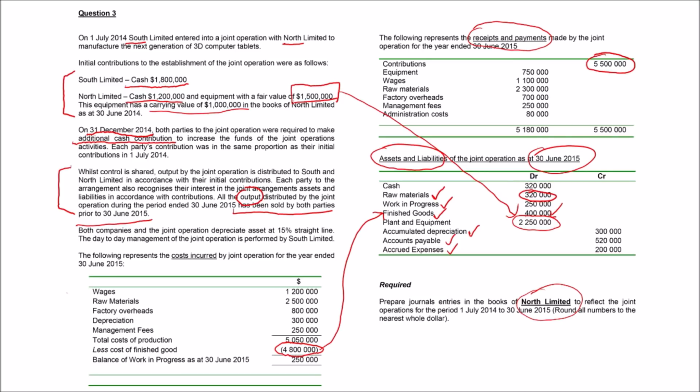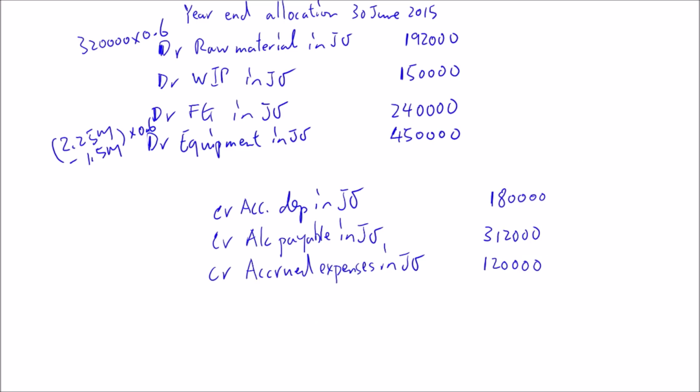So we can use this information to prepare this particular entry. We're going to debit cost of goods sold. And very importantly, don't write down "in JO" for this one, because cost of goods sold is based on the individual joint operator. The goods have already been distributed to them. It is the joint operator who sold that to the customer, which is why for cost of goods sold, there's no "in JO" there. So for this particular calculation, we have 4.8 million.